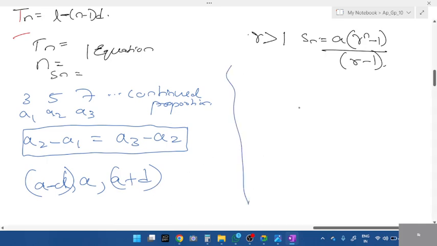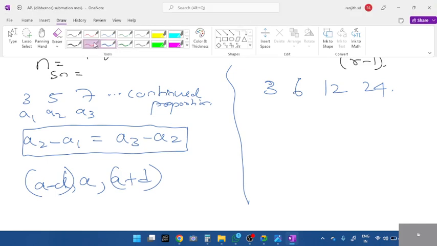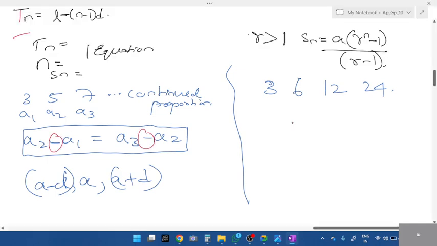We take this combination and solve. Okay, in the same way, for continuous proportion here, 3, 6, 12, 24. For AP, we subtracted. For GP, we need to divide, students. The major concept here is division. A1, A2, A3. Division is A2 divided by A1. Whatever ratio we get, that should be equal to A3 divided by A2.